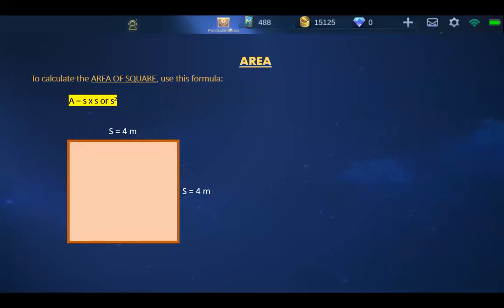Now let's discuss area. To calculate the area of the square, we use this formula. Area of square is equivalent to S times S, or S squared.